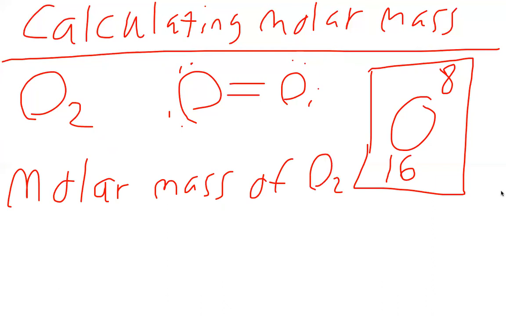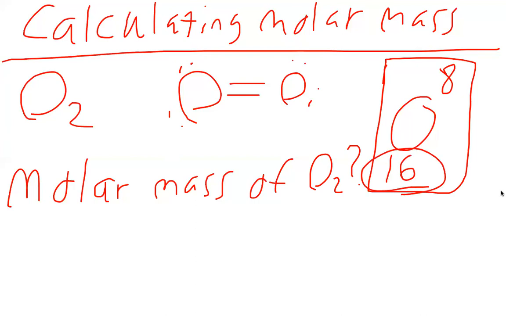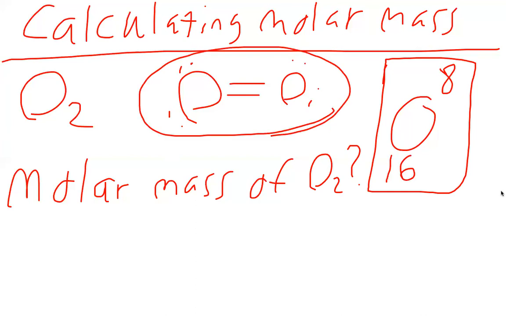So what's the molar mass of O2? I'm going to write a little question mark there, and then I'm going to redraw my little periodic table entry around this guy. What's the molar mass of O2? So how do we find that? Paulus says 16. But remember, that 16 is for atomic oxygen, not molecular oxygen. Atomic oxygen just has 1 atom of oxygen. Molecular oxygen has how many atoms of oxygen?